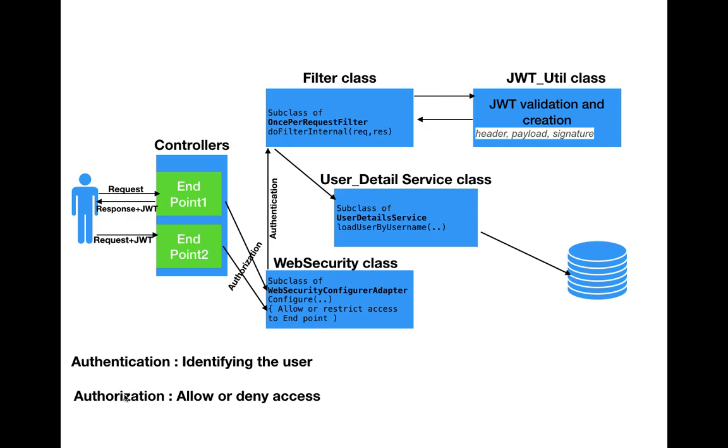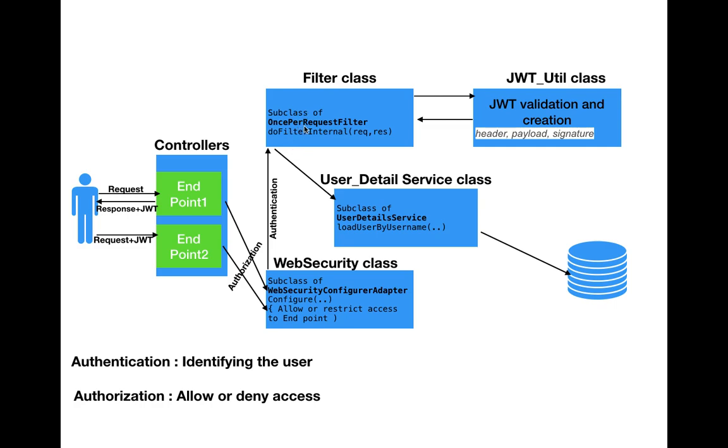So that's what I have written here. Authorization means allow or deny access, meaning which endpoints can be accessed by the user. That is going to be the job of the web security class. Once the web security class passes the authorization process, it is going to authenticate the user with the help of a filter.